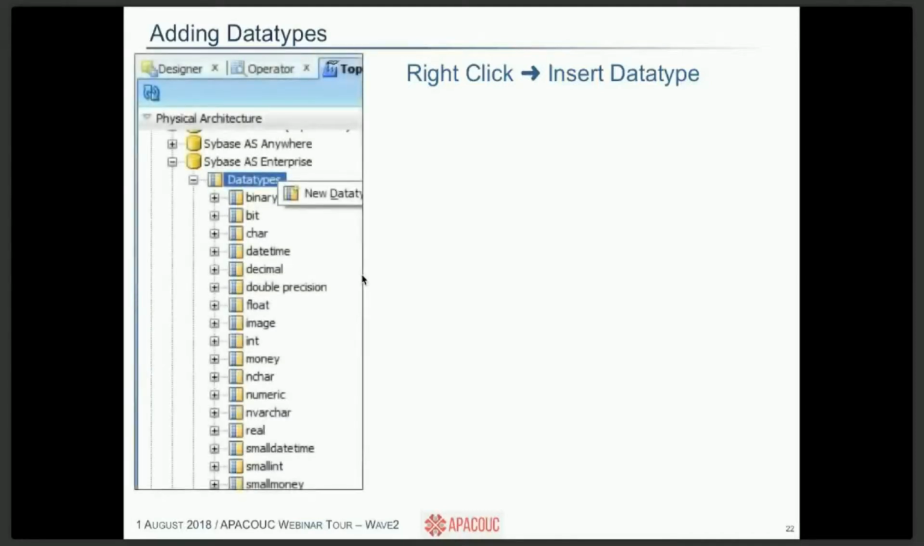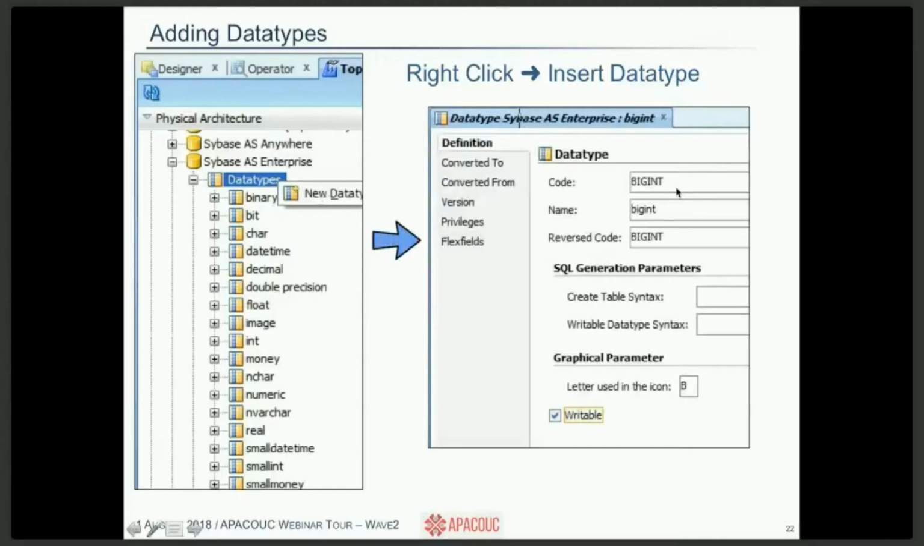It's so clear for ODI. Just go to the data types in physical architecture, right click, select new data type, and type the code name. This is the letter used in the icon that you will see, this B, during all your interfaces or other elements in Oracle Data Integrator. And writable means you can update it and write to it, and everything goes fine.